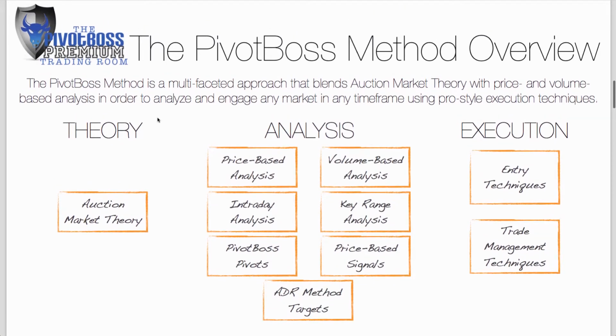As you recall before, we have various components to the PivotBoss method. Our theory component, which we covered in part 1, was auction market theory. It helped us identify the auction process, when to be a buyer, when to be a seller, and what to look for with regards to price and value. It gave us all the key things in terms of theory that we need to know and hold true so that we can then analyze and execute trades in the market with the best of them. And of course, all of those materials can be found at the dashboard.